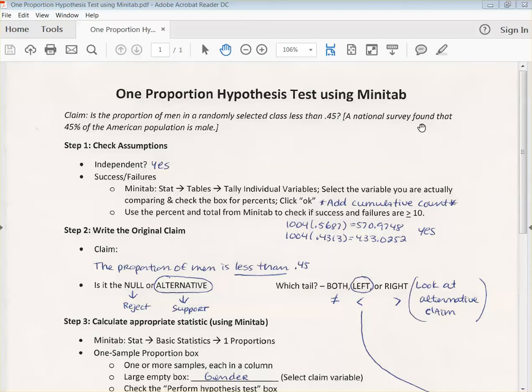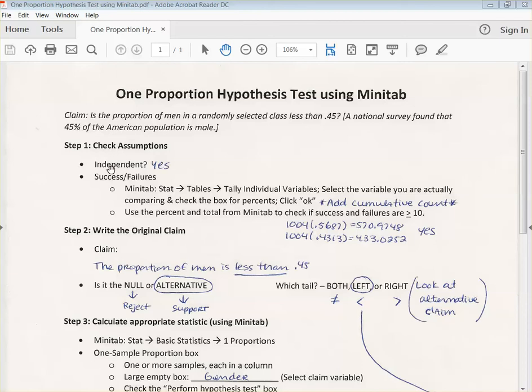A national survey found that 45% of the American population is male. So this is where our hypothesized value is coming from, our hypothesized claim value is this national survey. So that's what we're testing against. First of all, we need to check our assumptions.